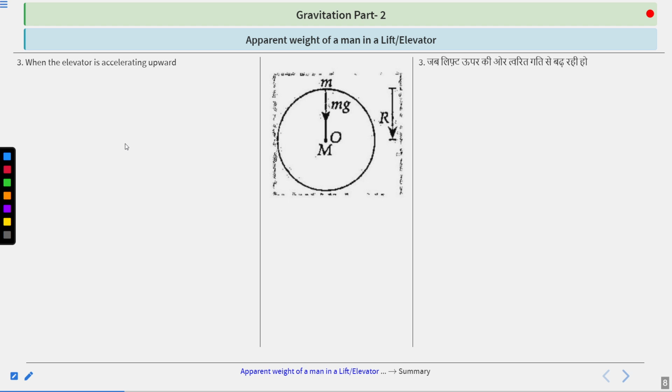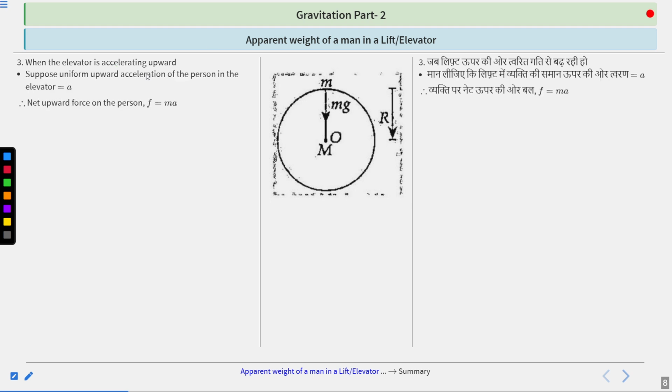When the elevator is accelerating upward. Okay. Now we are seeing this case. The elevator is accelerating in the upward direction. Okay. And now you can say it is accelerating. It is not uniform. Okay. Just get your concept clear here. Not uniform but accelerating in the upward direction.